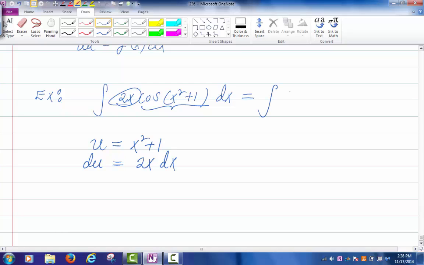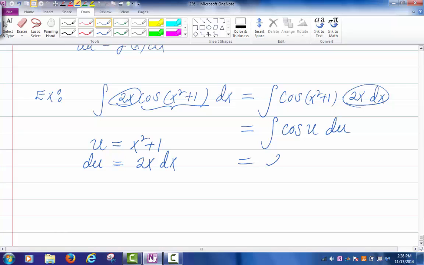Well, this is the same as cosine of x squared plus 1 times 2x dx. I haven't done anything, I just rearranged the factors. Now I'm going to make the substitution. What is x squared plus 1? Well, that's u. And then what is 2x dx? du. So all I have is cosine of u. And then I know that the integral of cosine u is sine of u. And then at the end, what do I have to do? I have to replace u with x squared plus 1. This is exactly what we had before, right? So that's the antiderivative of 2x times cosine of x squared plus 1. Is everybody okay with that?